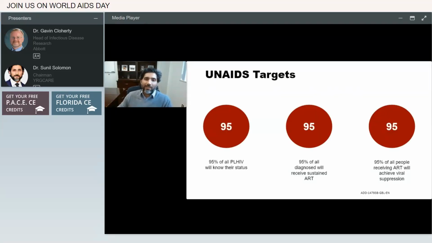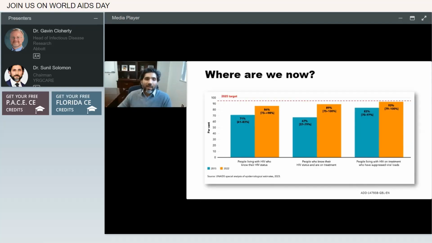I want to start by just reminding everyone of the UNAIDS 95-95-95 targets. UNAIDS has set these ambitious targets to be achieved by 2030 in order to achieve HIV/AIDS epidemic control, wherein 95% of people living with HIV should be aware of their status, 95% of those who are aware of their status are on sustained antiretroviral therapy, and 95% of those on therapy achieve viral suppression. So where are we now?